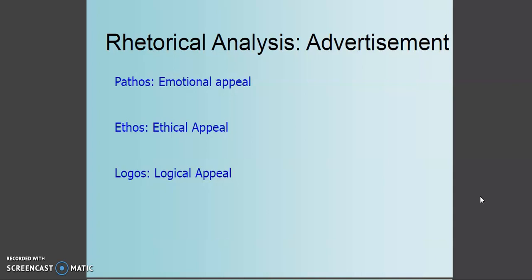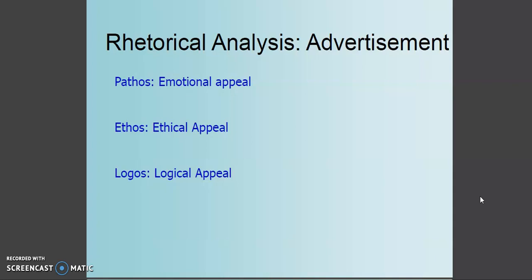I'm bringing them up today because your first assignment is the advertisement analysis, where you are going to be picking either a visual advertisement, a print ad, or a video advertisement.